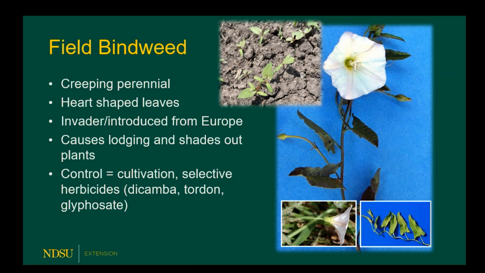I walked in a pea field this fall where the peas weren't even standing up, they lodge themselves sometimes, but there was so much field bindweed and wild buckwheat in that field that it just caused yield loss there. And then control, you can do cultivation or selective herbicides such as dicamba, tordon, or glyphosate. We'll usually take care of this one.